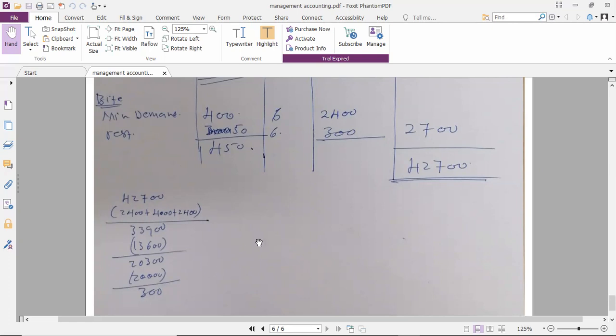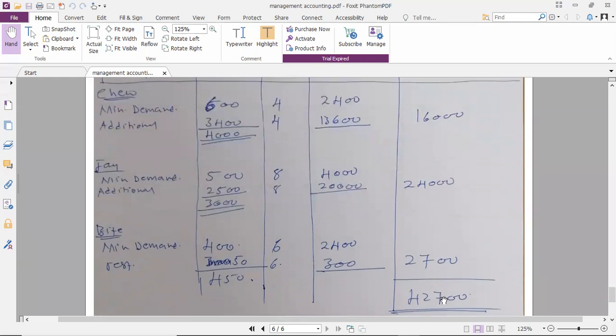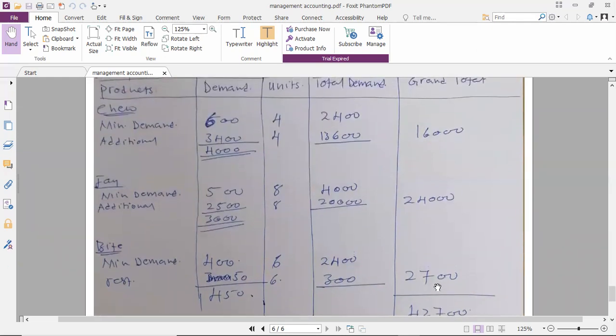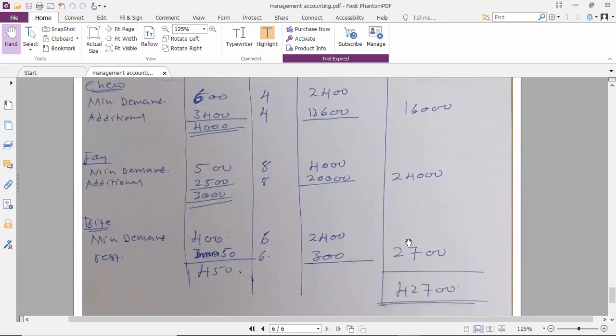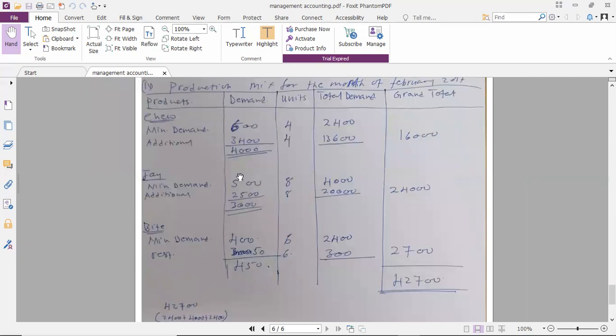So this is how you are going to prepare your table, and when you finish and you add everything here, it should sum up to 42,700. I will not waste much time. We'll meet face to face and I'll explain it in detail, but this one is purposely meant for you to be able to do your assignment and get it done. I wish you good night and keep learning, and we'll meet again.